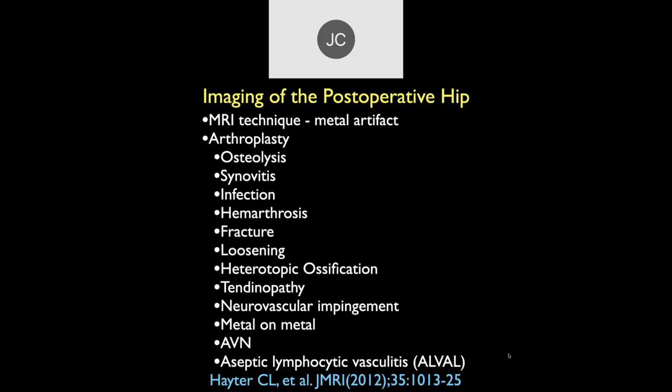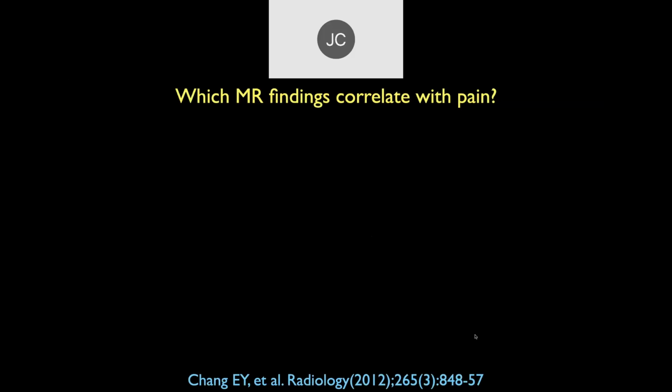So when you image the post-op hip, you try to use a technique to minimize metal artifact. And the things you look for: osteolysis around the bone right next to the prosthesis, synovitis, obviously infection, hemarthrosis, fracturing, loosening, heterotopic ossification, tendinopathy in the area, neurovascular impingement, metal on metal with metallosis we talked about, AVN, and aseptic lymphocytic vasculitis, which is a large soft tissue inflammatory mass surrounding the joint. So that's the differential you have to be thinking about when you do this post-op imaging.